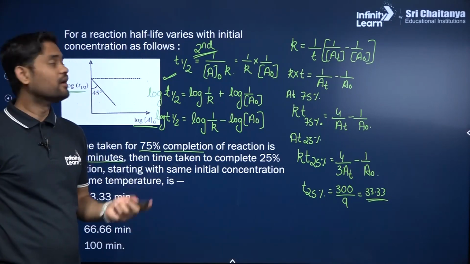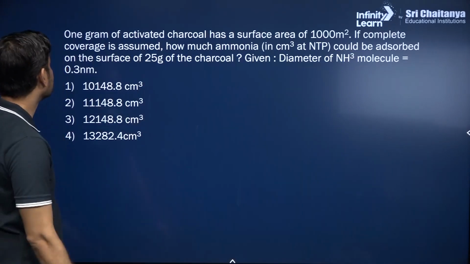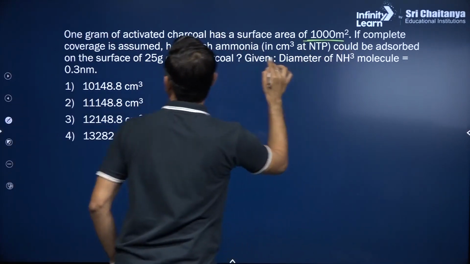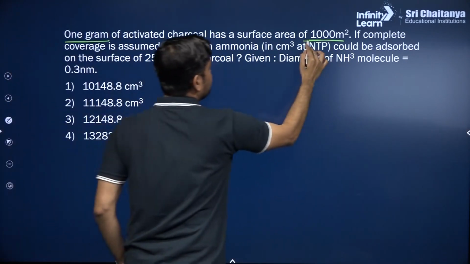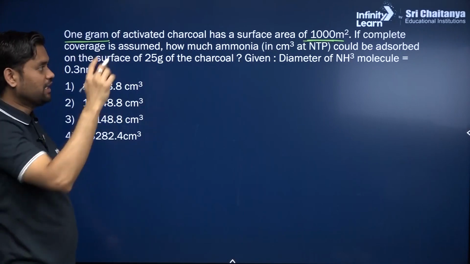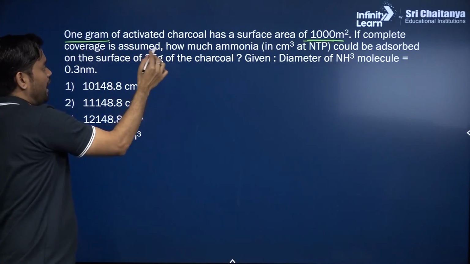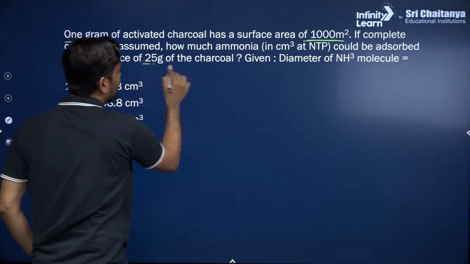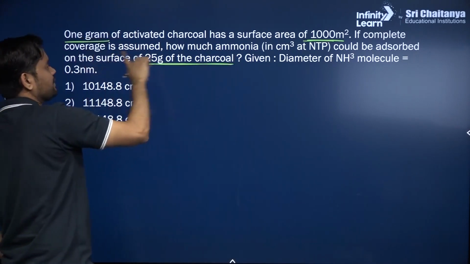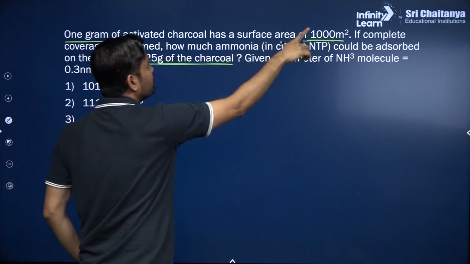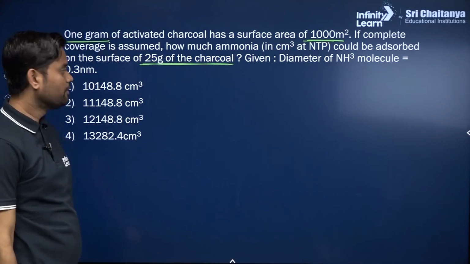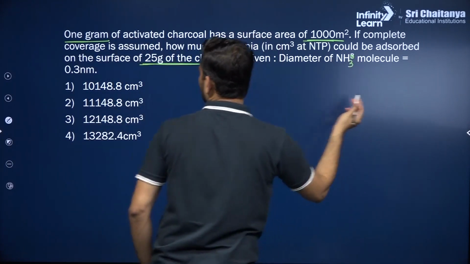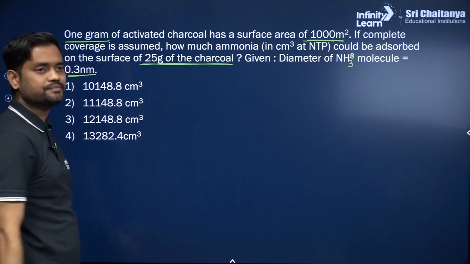So that's question 39, sorry, not 39, whatever the question is. Next, 1 gram of activated charcoal has a surface area this much. If complete coverage is assumed, how much ammonia in cubic centimeters at NTP could be adsorbed on the surface of 25 grams of charcoal? So 1 gram is this much, so obviously 25 grams will be 25 into 10 raised to 3 meter square. The diameter of the NH3 molecule is given as 0.3 nanometers.